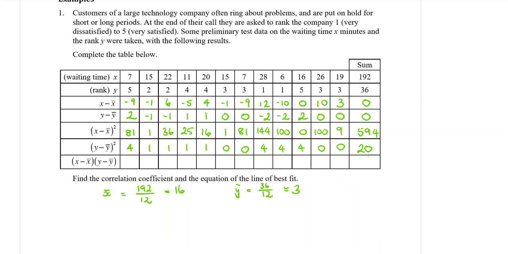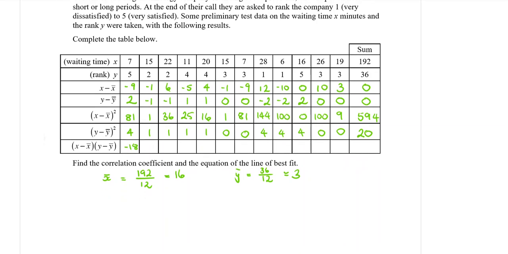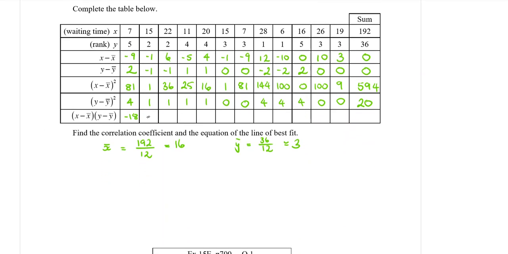Okay, now last row. We are multiplying these two rows together. So it's -9 times 2 would be -18. -1 times -1 makes a +1. 6 times -1 is -6. -5 times 1 is -5. 4 times 1 is 4. -1 times 0 is 0.